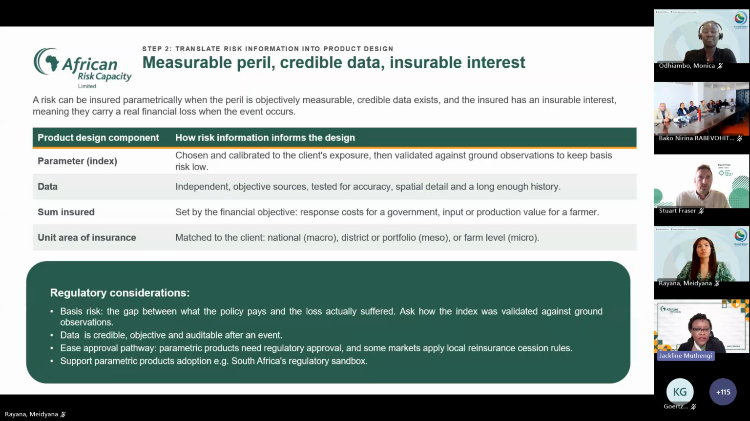The third thing is the sum insured. What's the financial objective for this? Is it for the government to respond to a natural disaster?